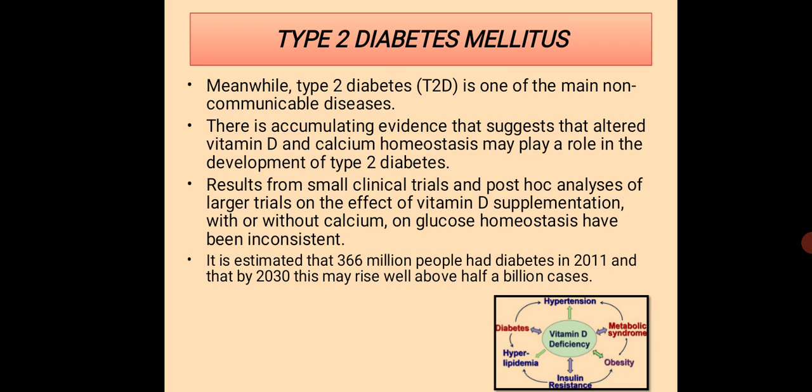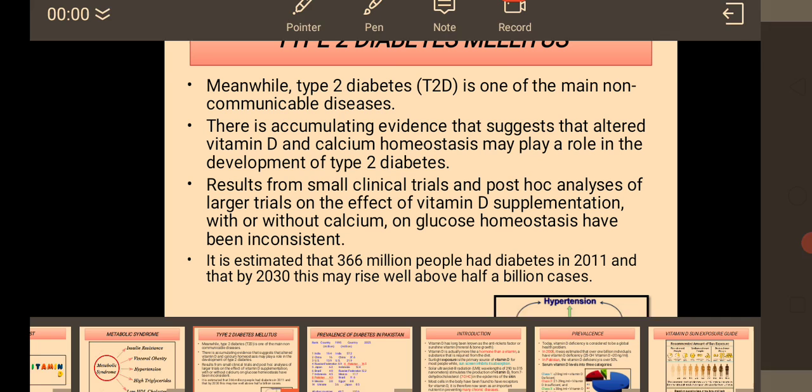Type 2 diabetes mellitus is one of the main non-communicable metabolic diseases. There is accumulating evidence that suggests that altered vitamin D and calcium homeostasis may play a role in the development of type 2 diabetes. Results from small clinical trials and post hoc analyses of larger trials on the effect of vitamin D supplementation with or without calcium on glucose homeostasis have been inconsistent. It is estimated that 366 million people had diabetes in 2011, and that by 2030 this may rise well above 500 million cases.